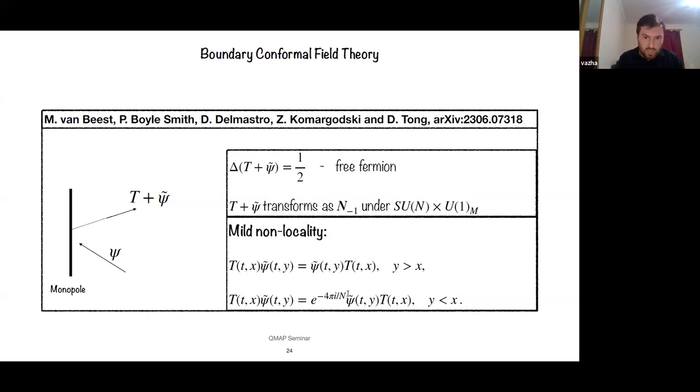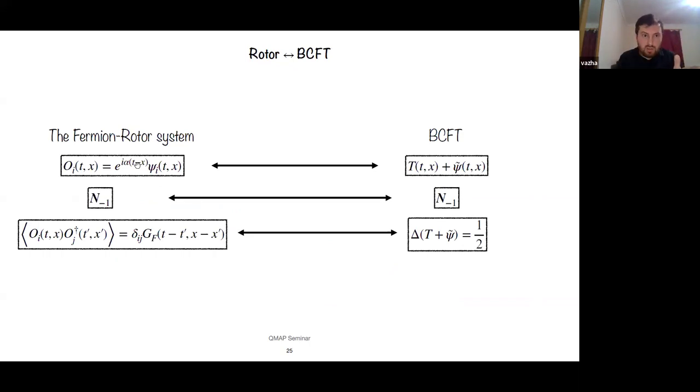Now, the situation we have is the following. In the Fermion-Rotor system, we have a non-local operator that creates the final state. In the boundary conformal field theory framework, we also have a non-local operator. This matches. Also, in the Fermion-Rotor system, this non-local operator transforms as n-1, and in BCFT it transforms also as n-1. In the Fermion-Rotor system, this seemingly non-local operator has a free two-point function for a Weyl fermion. In the boundary conformal field theory approach, you will find that the scaling dimension of the non-local operator is 1/2. Of course, this is an equivalent statement.